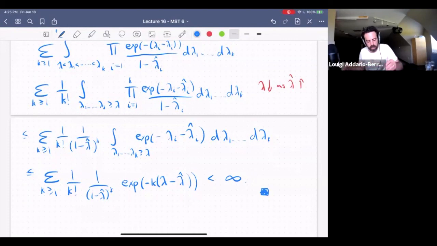There's a question in the chat: isn't this the power series for the exponential? I don't think so, because of this lambda hat. I don't know how that would play in. Yeah, this difference is changing in a nonlinear way as you vary the integrand. So I don't think it's just the power series for the exponential.